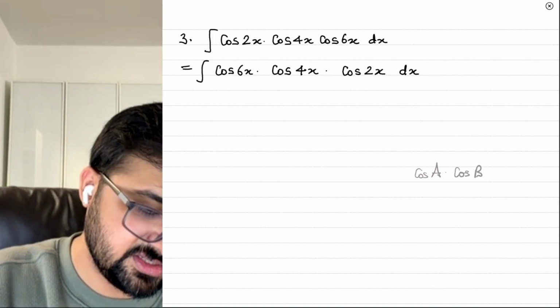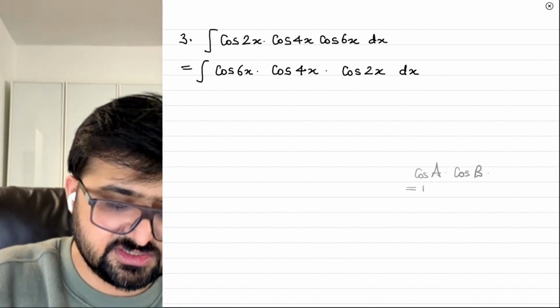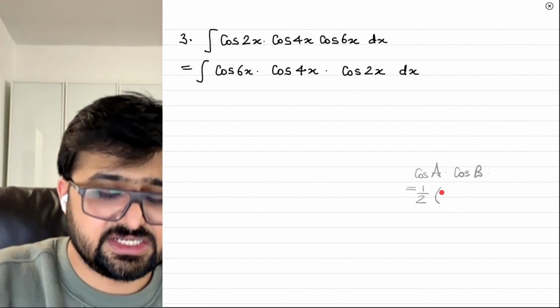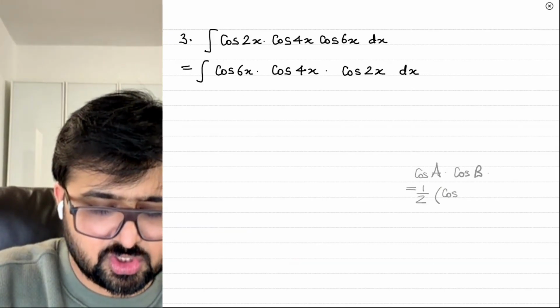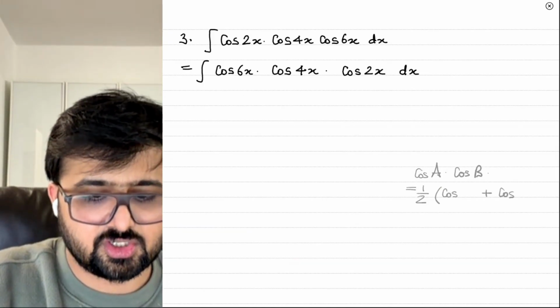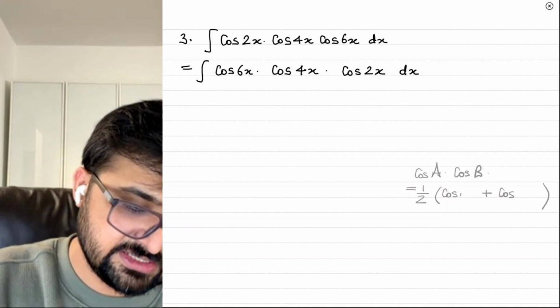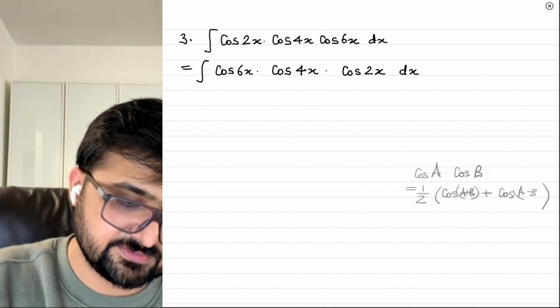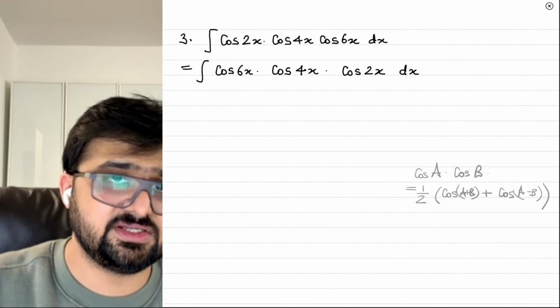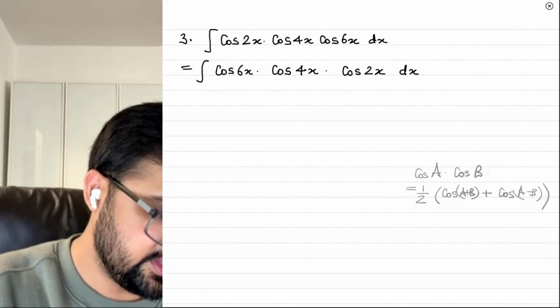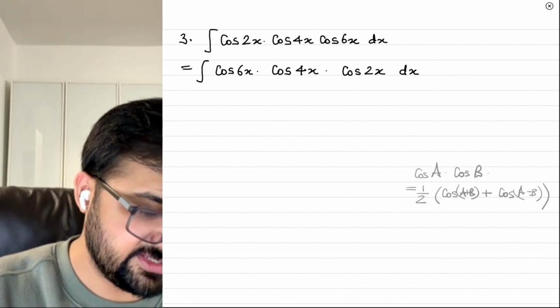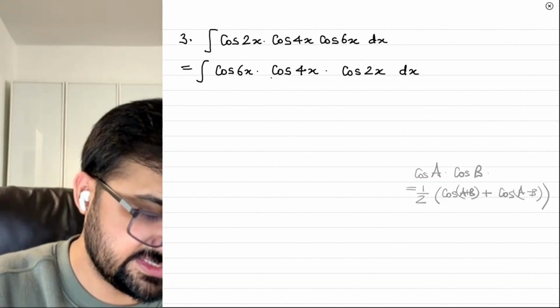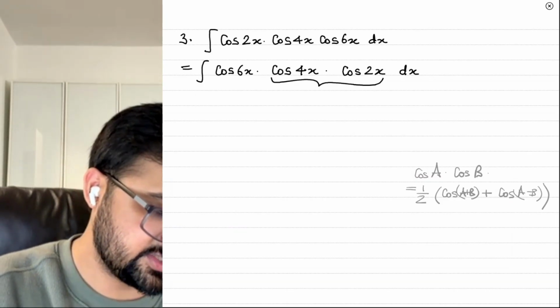Now we know the formula says if it is cos A and cos B, the formula starts with half, and it is cos plus cos. The angles are A plus B and A minus B always. That's the formula. So now let's apply that formula here. Let's take two terms at a time. It doesn't matter which two terms you take. Let's take the last two terms here.